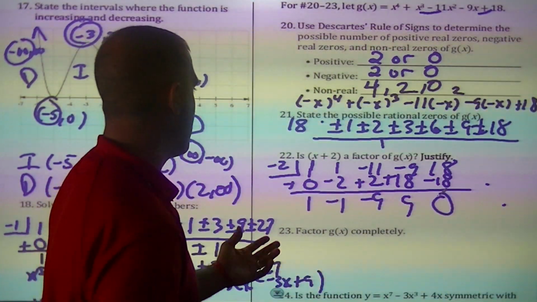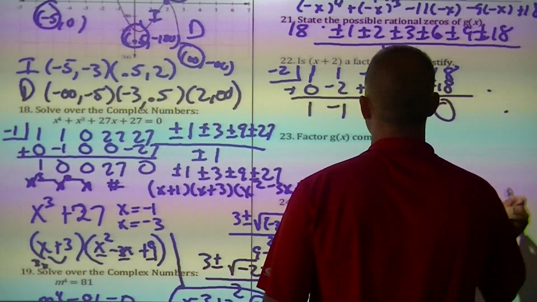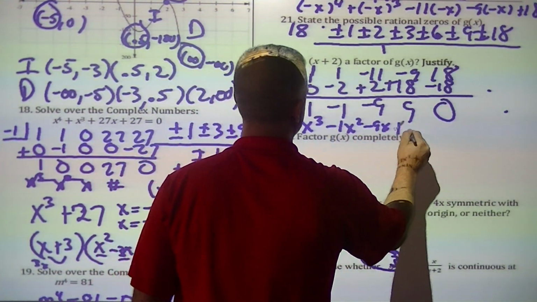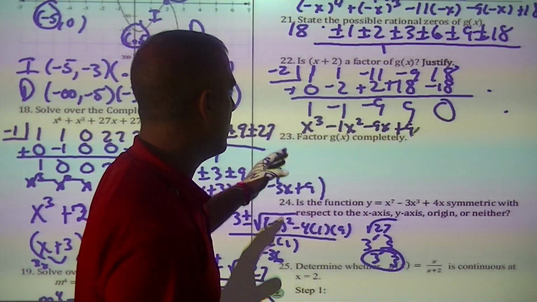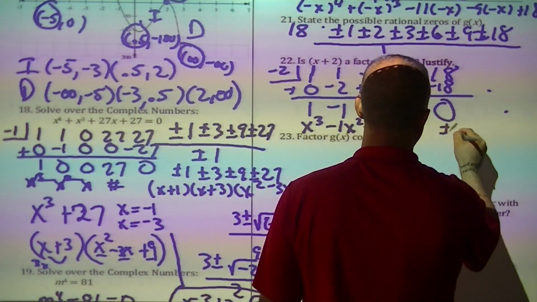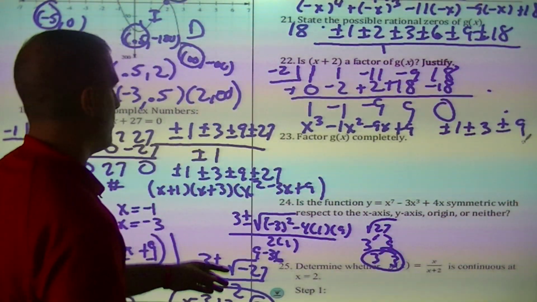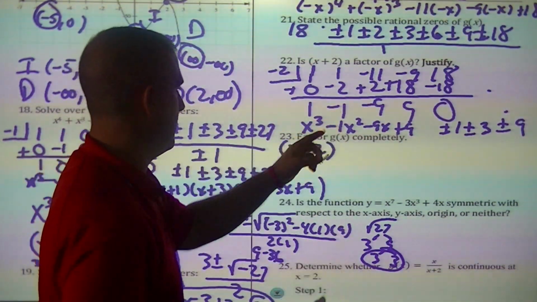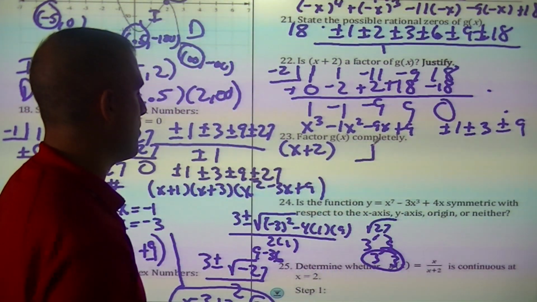So then what I want to do is test, so my result for that would be x cubed minus 1x squared minus 9x plus 9. So I can do the rational root theorem for that now. I know that the only factors out of that have to be plus or minus 1, 3, 9. So those are the only ones I have to try left. I know that one of the factors will be x plus 2, so I can just use synthetic division to figure out which ones are remaining.